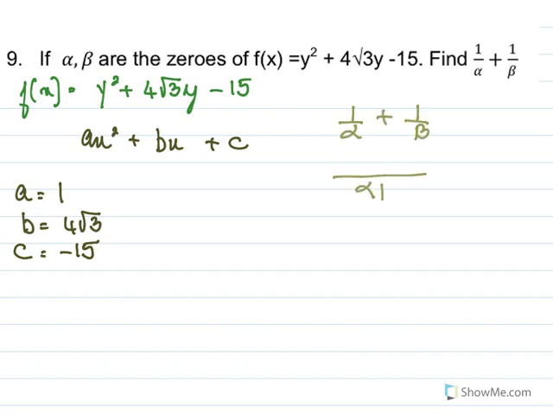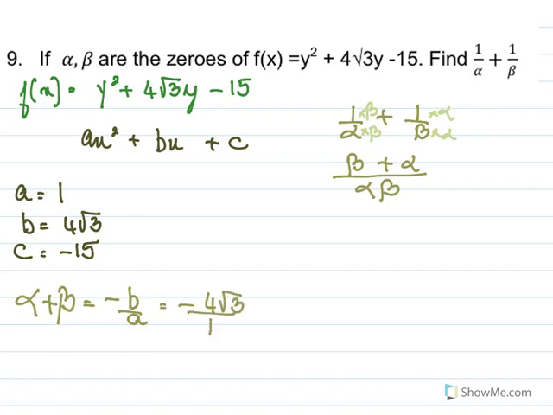Now the LCM here will be alpha beta. So this will be beta plus alpha. Just to make you understand, I have to multiply this by beta to make it alpha beta, and this by alpha. Now what is alpha plus beta? Alpha plus beta is minus b by a, which is minus 4 root 3 by a is 1. Alpha beta is c by a, minus 15 by 1.